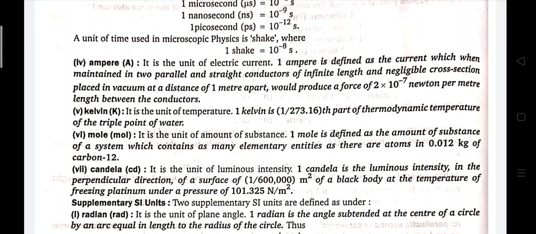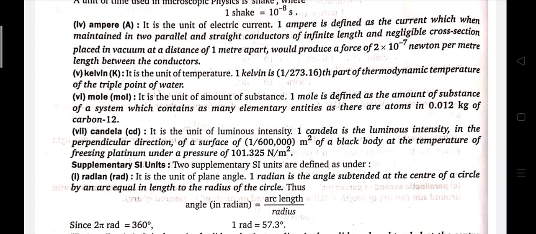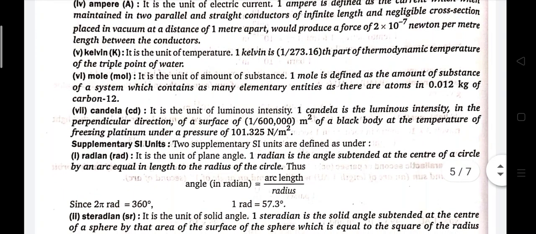Then there are supplementary units. Radian: 1 radian is equal to 57.3 degrees. Then we have steradian: 1 steradian is the solid angle subtended at the center of a sphere by that area of the surface of the sphere which is equal to the square of the radius of the sphere. Now my dear students, these are all definitions.